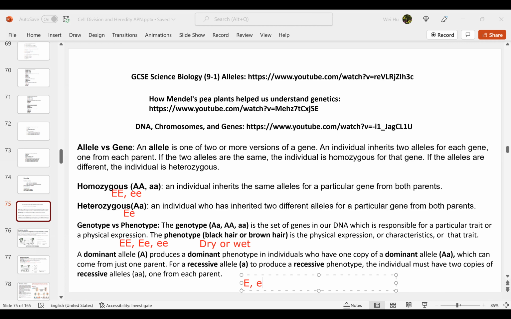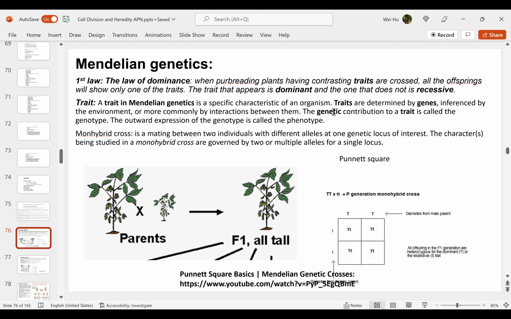Okay. So if you still have a problem with this concept, please watch the video by yourself. Okay. So now let's review the three laws of genetics. Okay, they are fundamental for today's genetics.